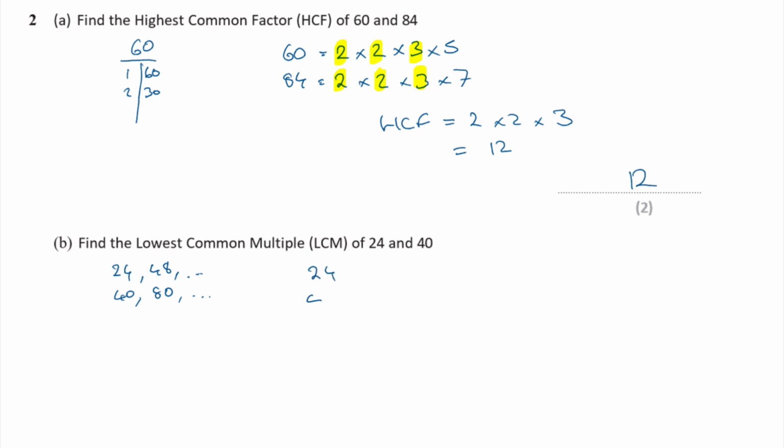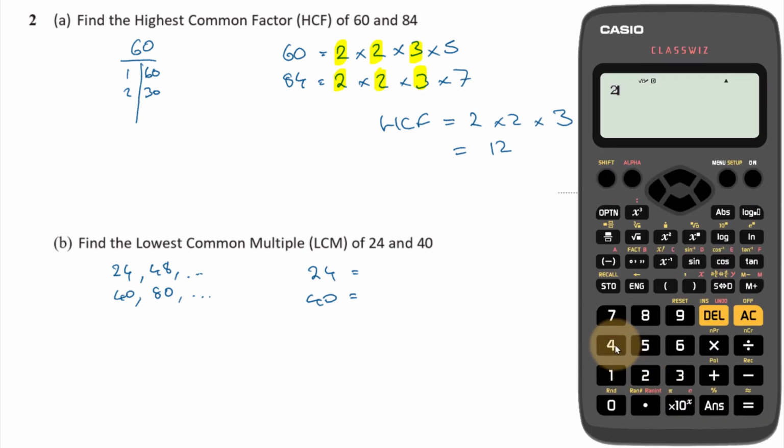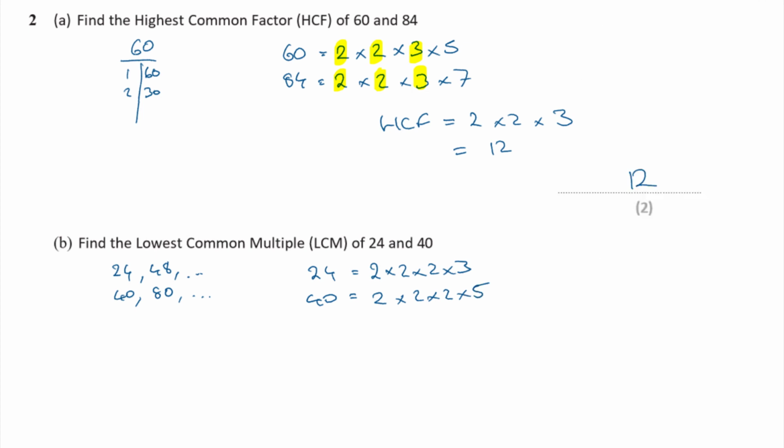So again, if I put 24 and 40 and I type 24 equals shift fact into my calculator, that gives me 2 cubed times 3. 2 times 2 times 2 times 3. And the other one, 40 equals shift fact. That's 2 cubed times 5. 2 times 2 times 2 times 5. And then, as before, the ones that are in both form the HCF. Now the LCM ones you can do in one of two ways.